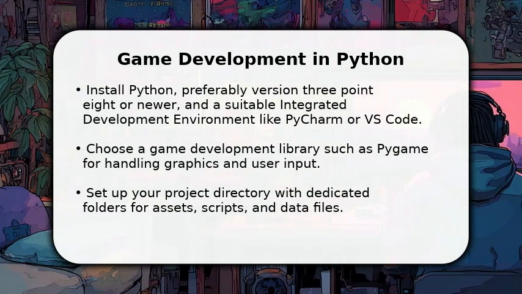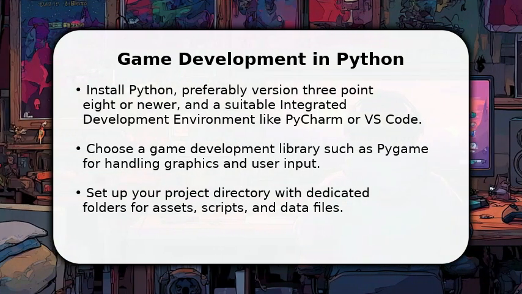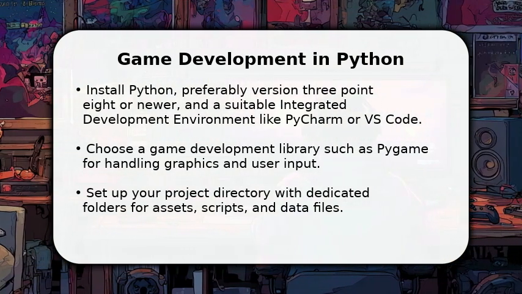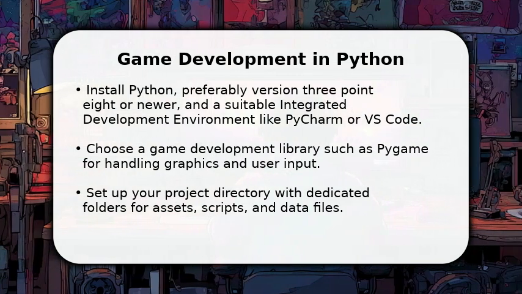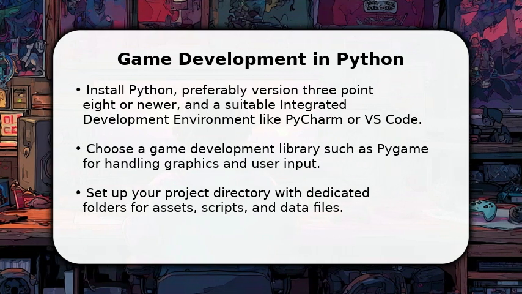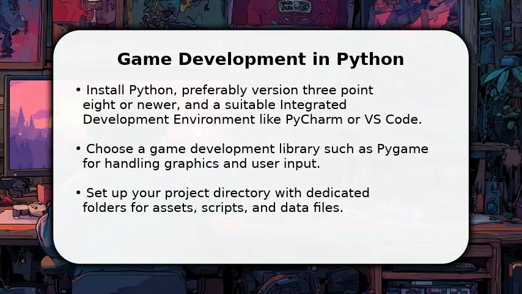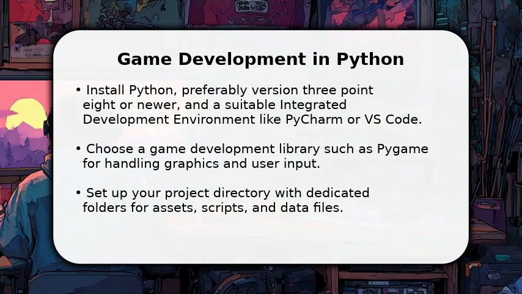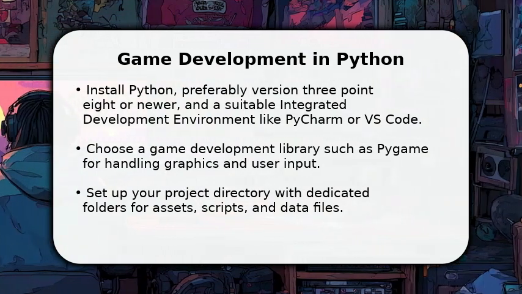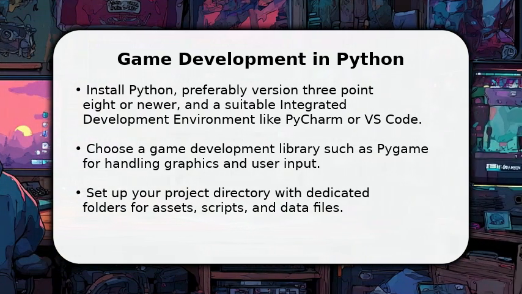To begin, you'll need to install Python, preferably version 3.8 or newer, and a robust integrated development environment like PyCharm. Next, choose a game development library. Pygame is an excellent choice for handling graphics and user input. Finally, organize your project by creating dedicated folders for your game assets, Python scripts, and any data files.